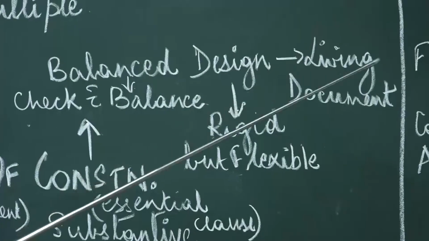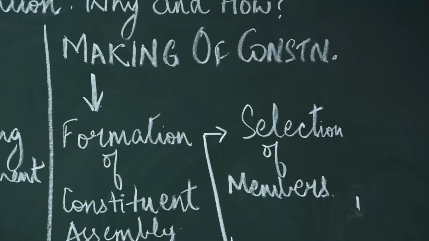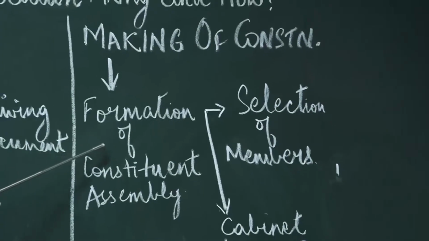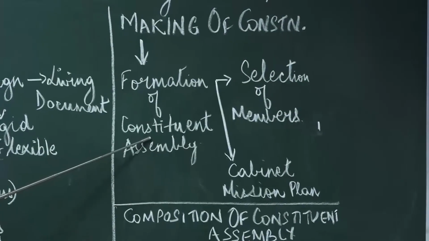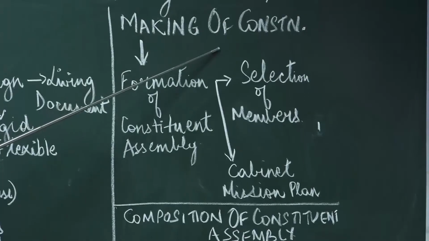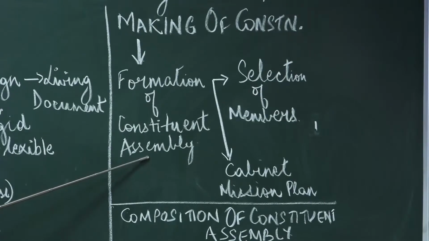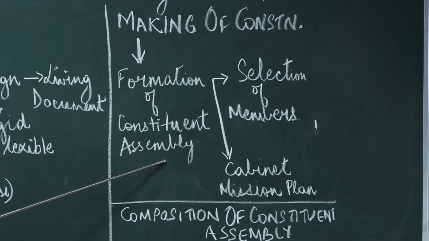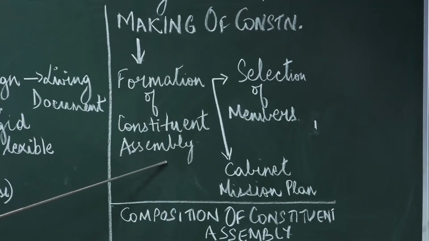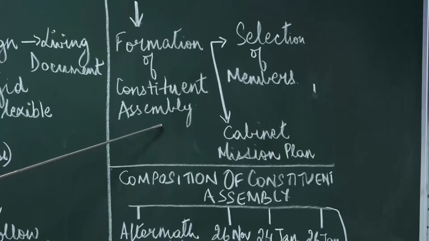The next topic in our book is making of constitution. How was our constitution framed? Formation of Constituent Assembly. For making of the constitution, it was essential to have a Constituent Assembly. Not everybody and anybody could have come to make a constitution. And so, a Constituent Assembly was formed via the Cabinet Mission Plan. A Cabinet Mission Plan told us who would be the members of the Constituent Assembly, how would this Constituent Assembly work, and from what aspects will they make their rules and regulations.